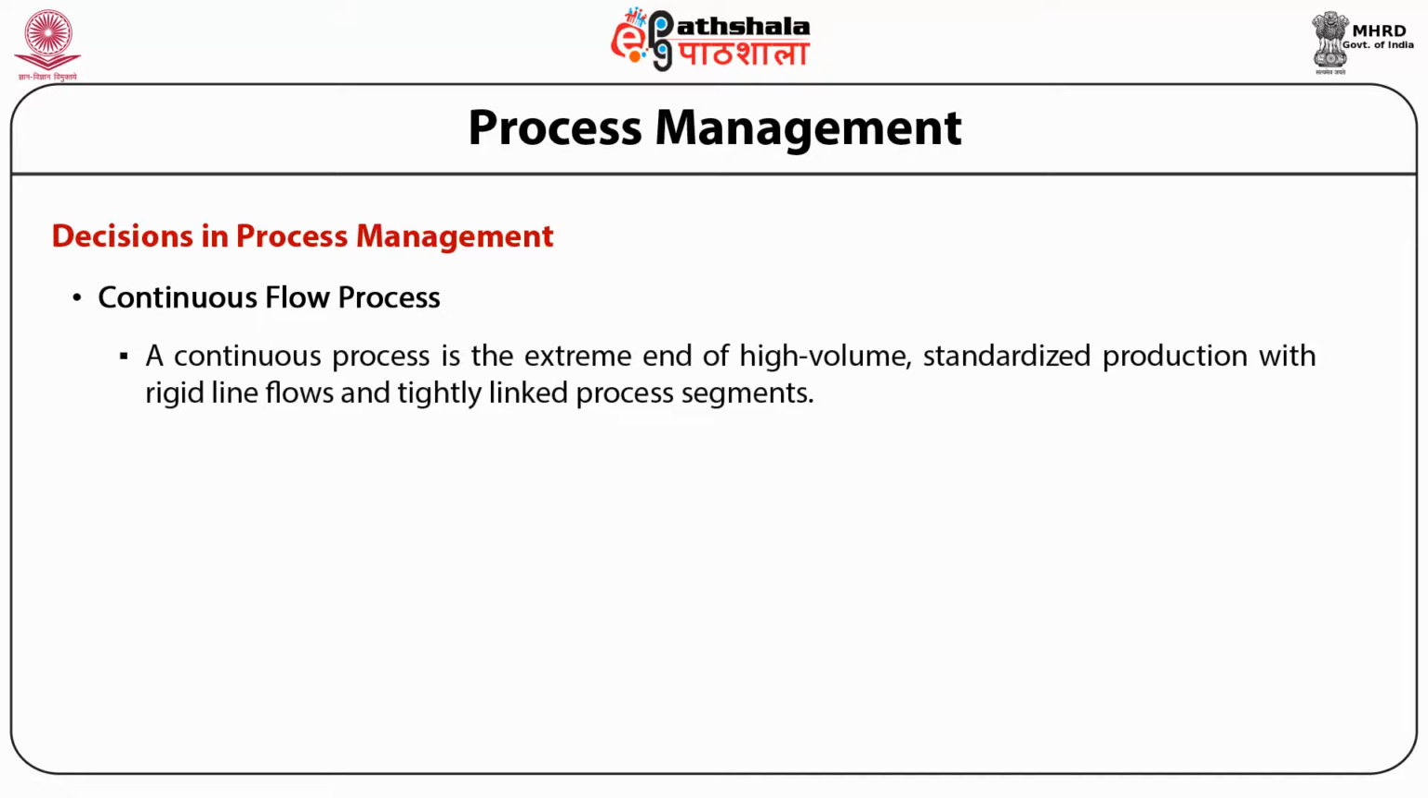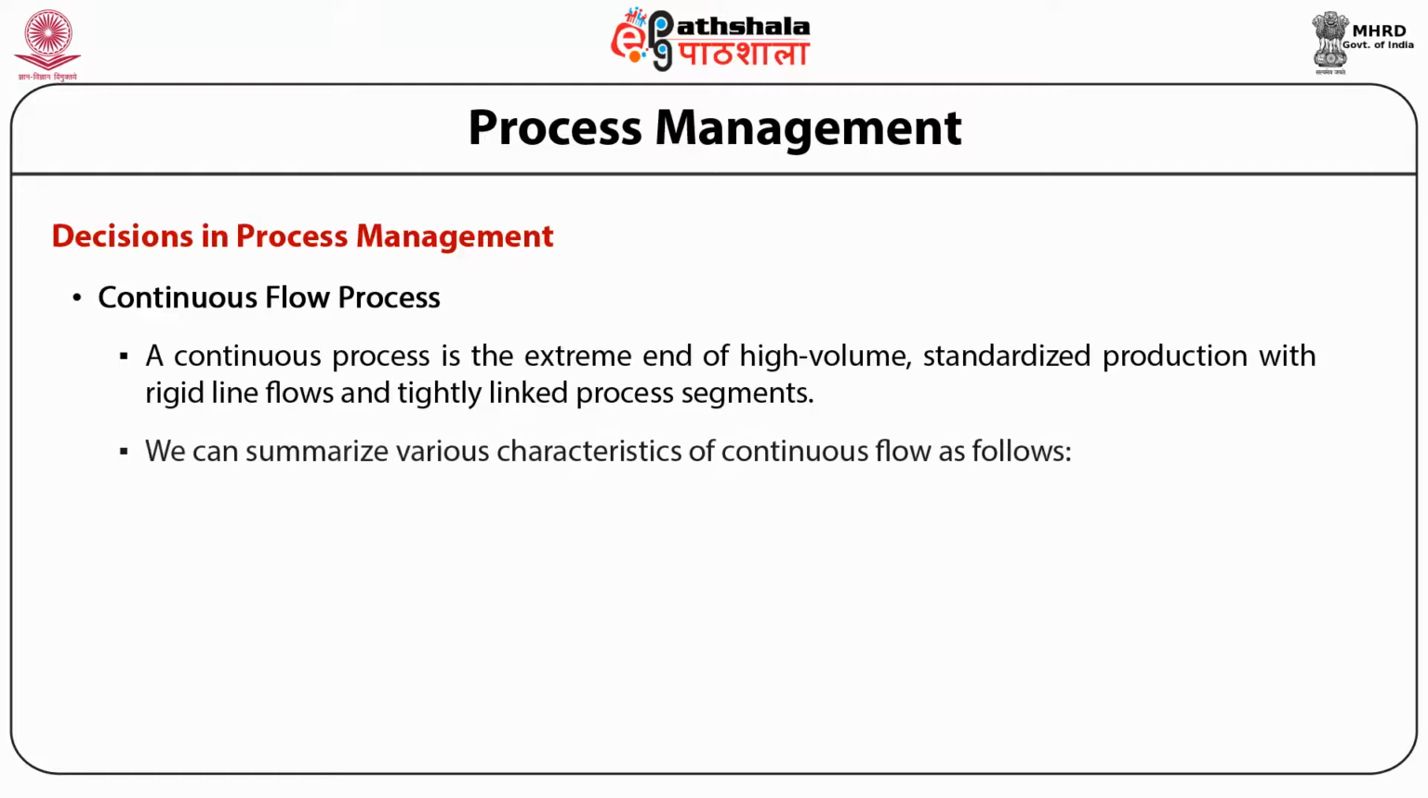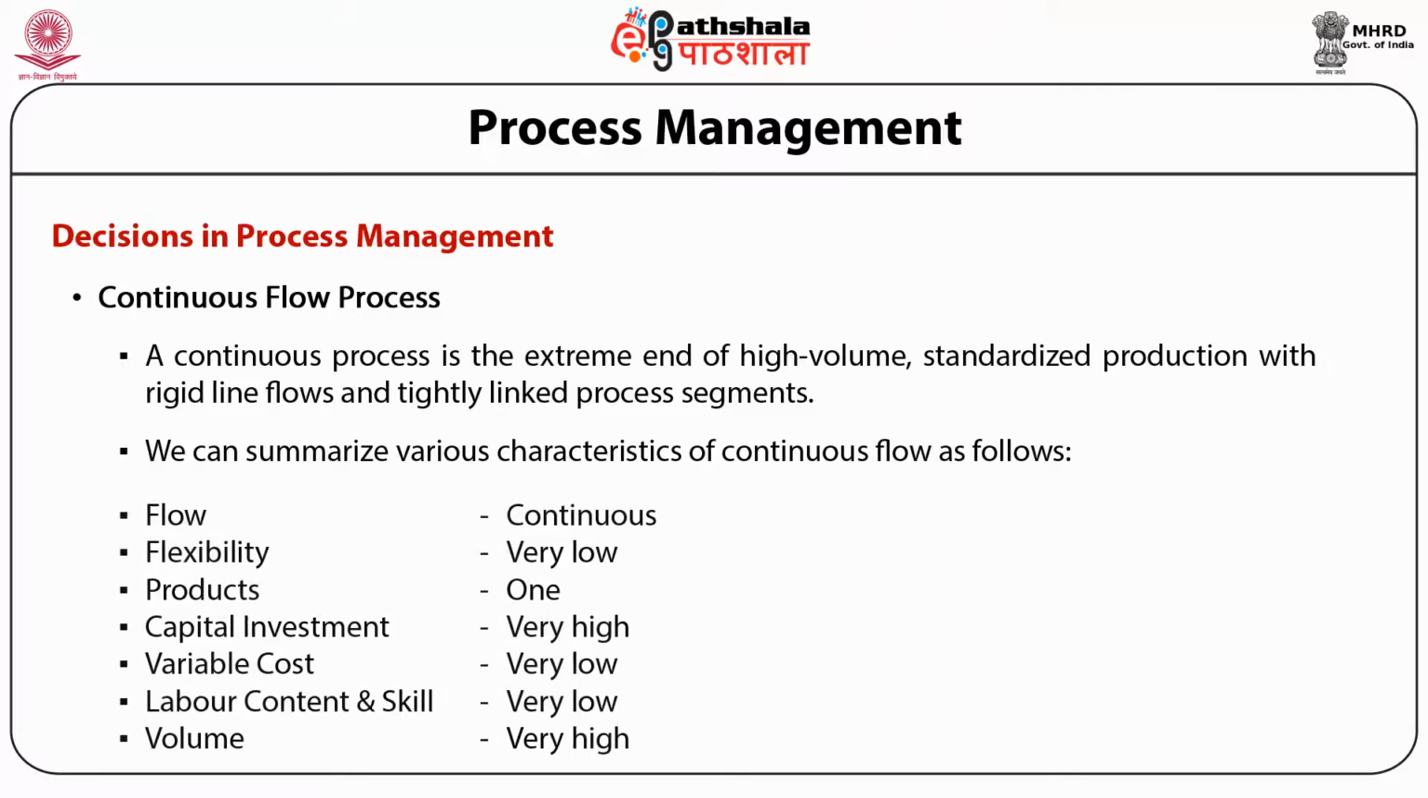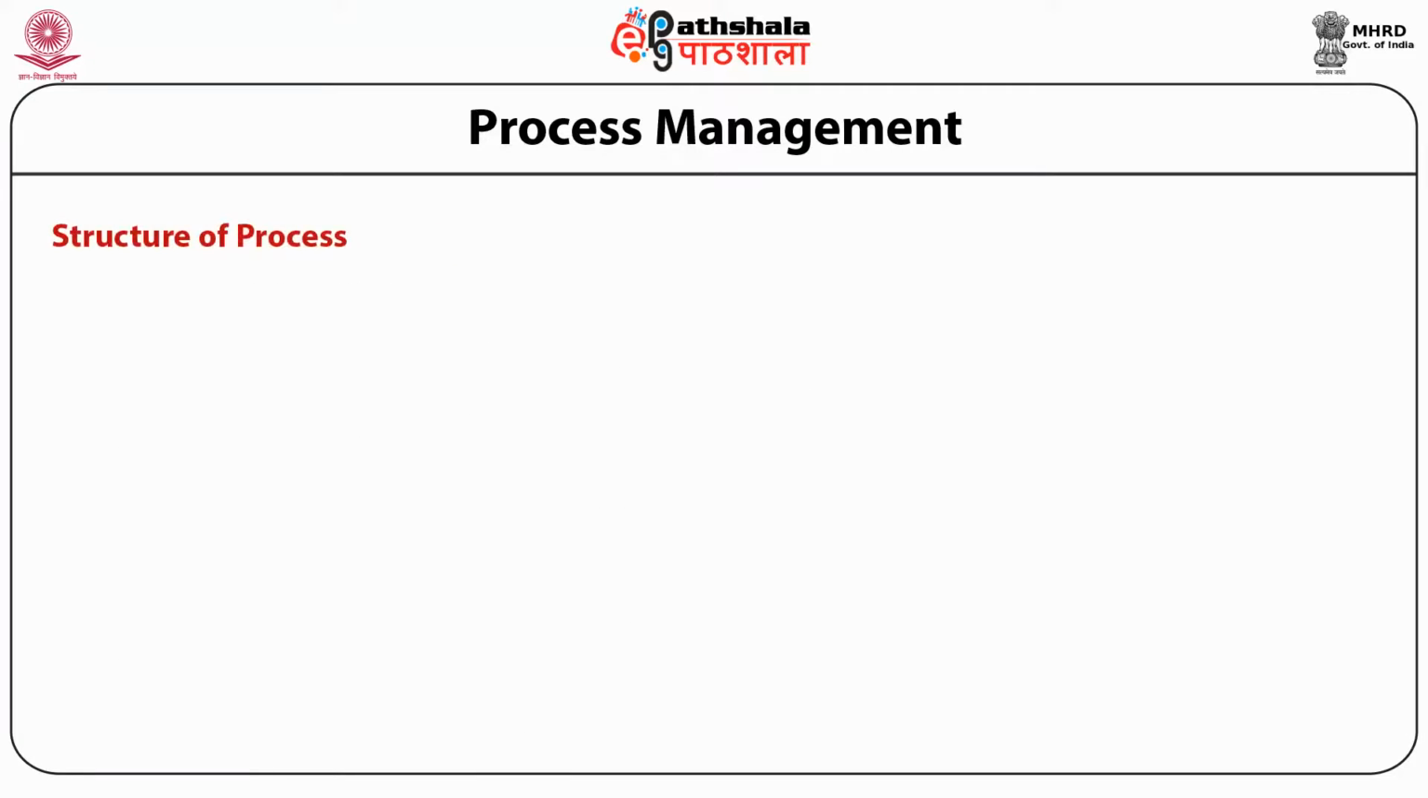A continuous process is the extreme end of high-volume, standardized production with rigid line flows and tightly linked process segments. We can summarize various characteristics of continuous flow as follows. Flow: continuous; flexibility: very low; product: 1; capital investment: very high; variable cost: very low; labor content and skill: very low; volume: very high. Structure of a process.